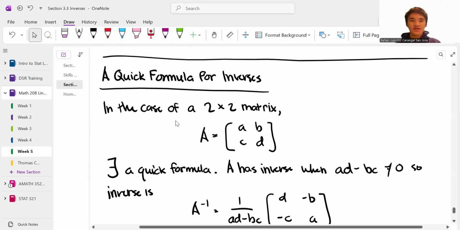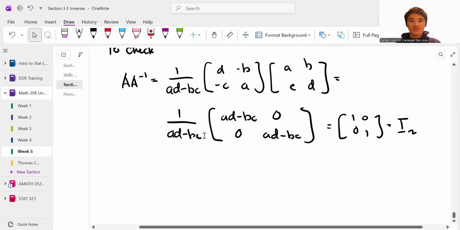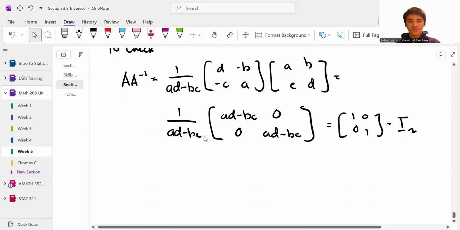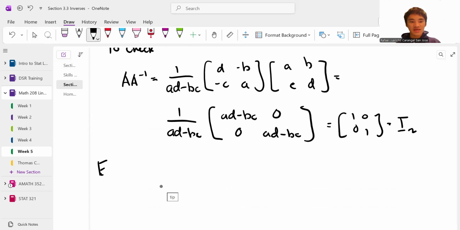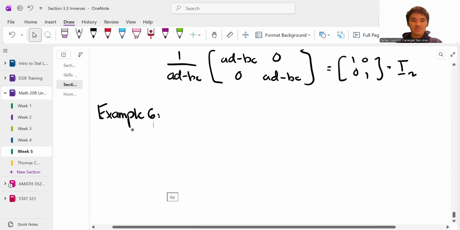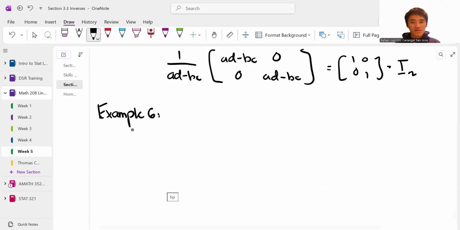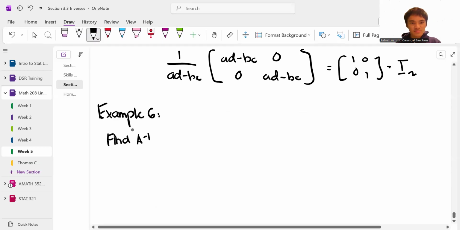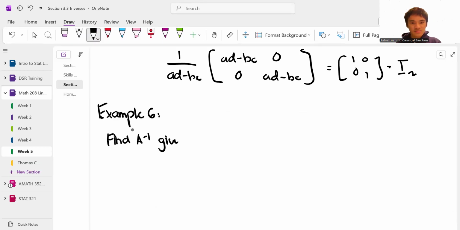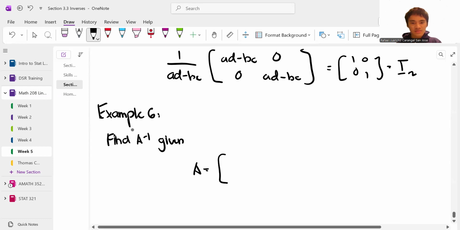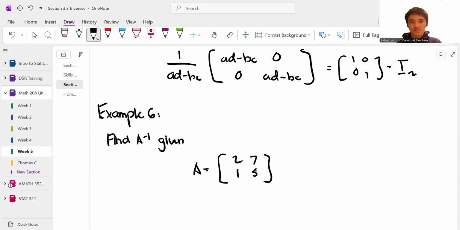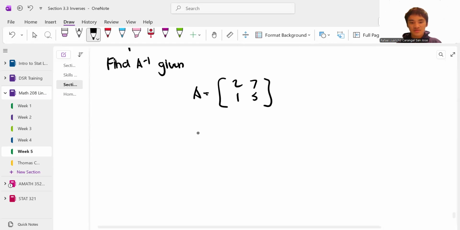Okay, that's a formula I would remember, or I would put in my notes, because it does help to know quick formulas like that. Okay, let's do another example, Example 6. Let's find A inverse, given that my A here is a 2 by 2. Remember, this quick formula only works if A is a 2 by 2 and it's also invertible.